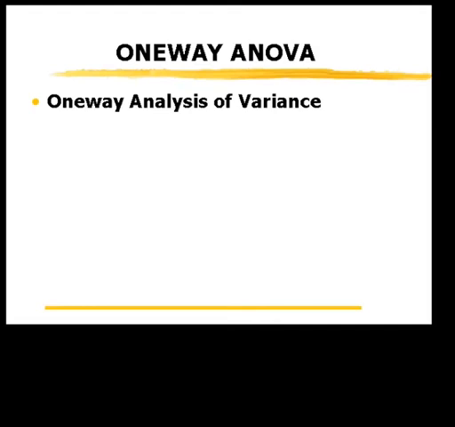Now, what do we mean by one way? It means that we're going to be looking at one variable. In this case, for example, we will be looking at the amount of free T4 as the outcome measure, and whether a person is treated with hormone replacement or thyroid replacement or not. And so that's the one variable.